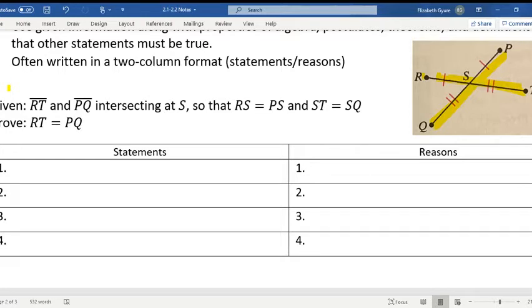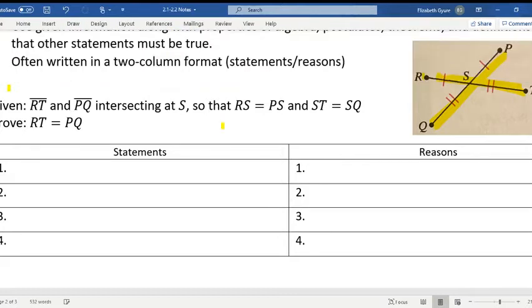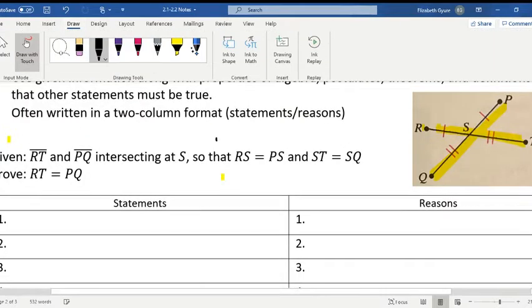Okay, now if you take a look, before we even start writing anything down, just think logically about this picture. If it helps you, assign some numbers to it, just generically to help us out here. Let's say I said the measure of RS was 5. Well, I know that that's congruent to the measure of SP, which would also then be 5. Okay, then let's just say hypothetically the measure of QS was 7. Well, I know that the measure of ST is the same, so that's also 7.